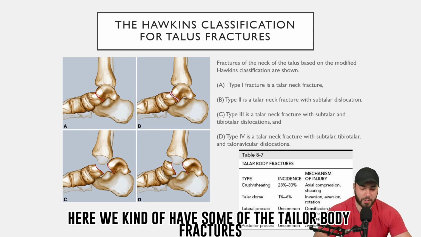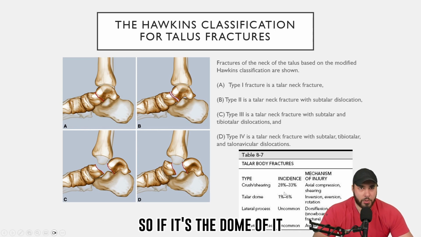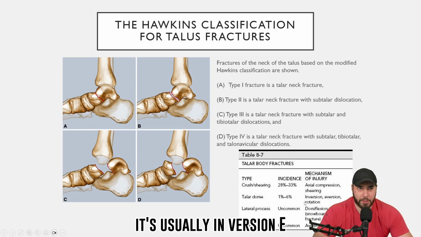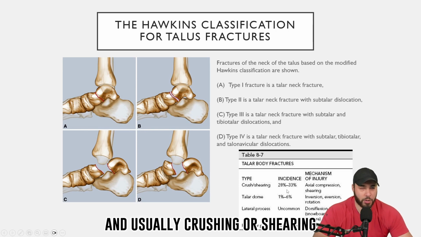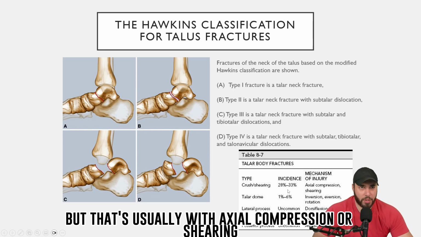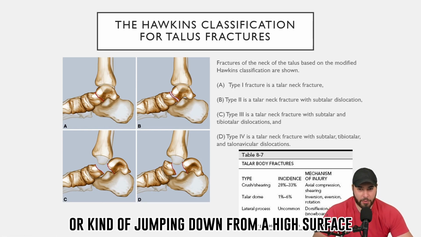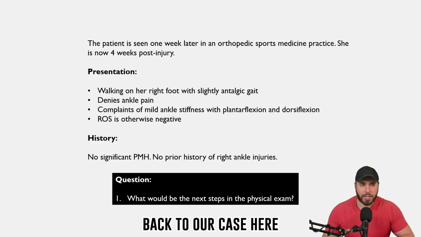So here we have some of the talar body fractures, the common incidence between them, and the mechanism of injury. If it's the dome, it's usually inversion, eversion, or rotation, and crushing or shearing would be the most common group, usually with axial compression or shearing, such as jumping off a roof or jumping down from a high surface. So now, back to our case here.